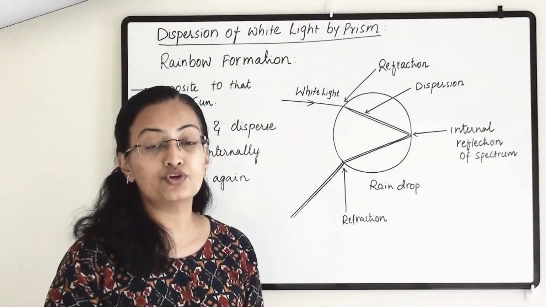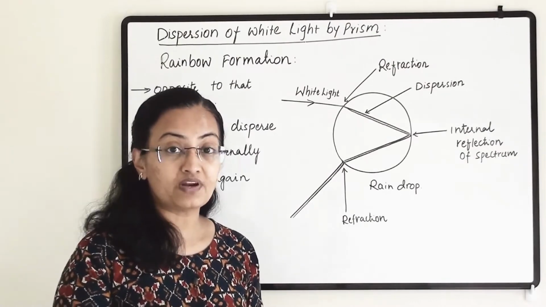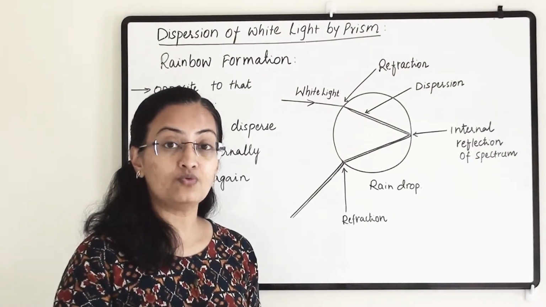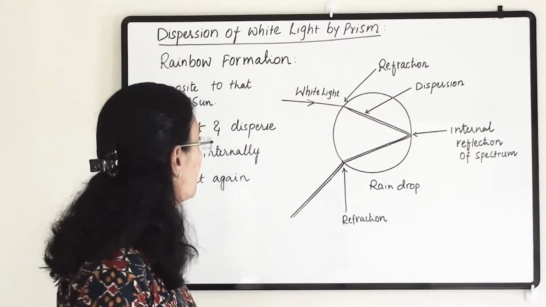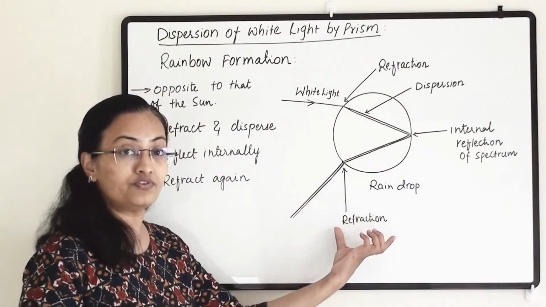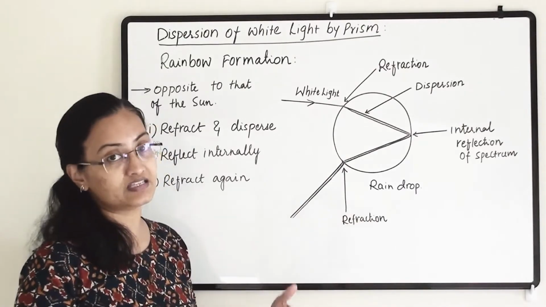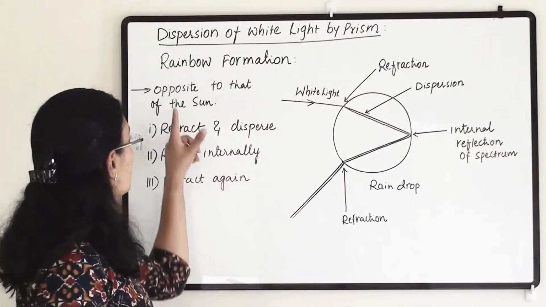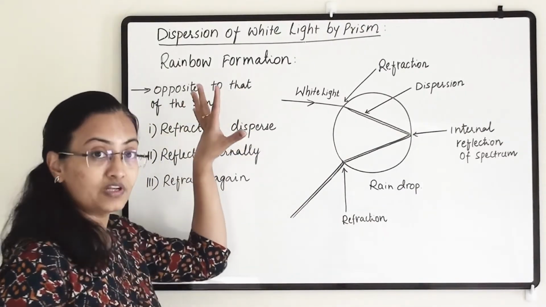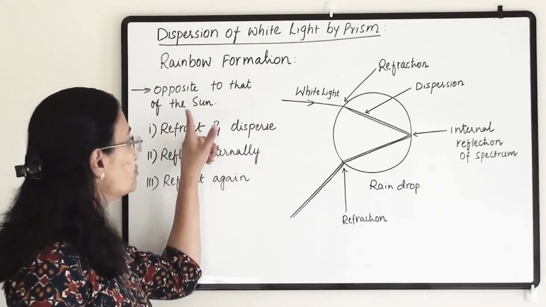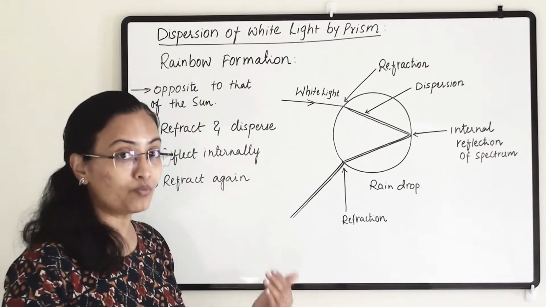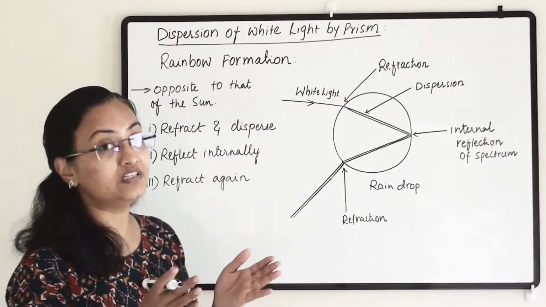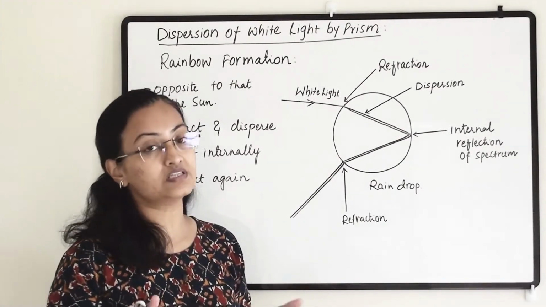In my previous videos we have seen how refraction through a prism happens and how a prism will disperse the white light band. Now here we are going to understand how a tiny raindrop will act as a prism. So this rainbow formation will always happen opposite to the sun. All the sun rays pass through the water droplet, they will disperse and it will give us a rainbow.